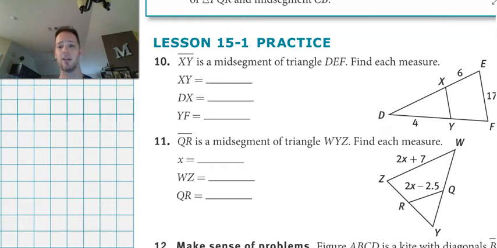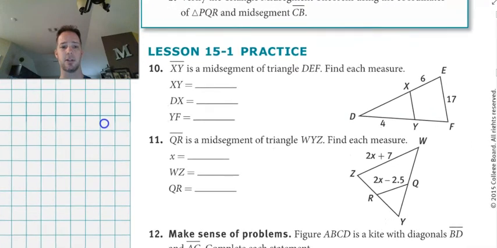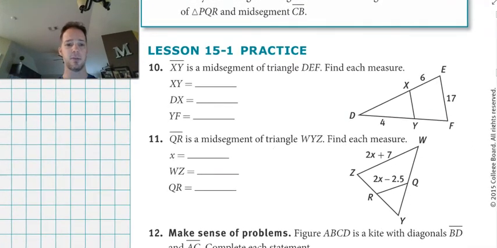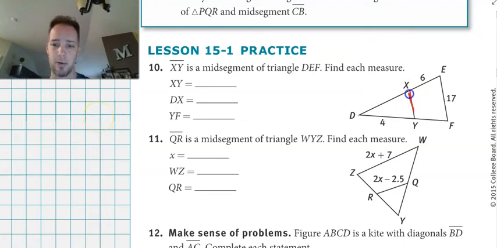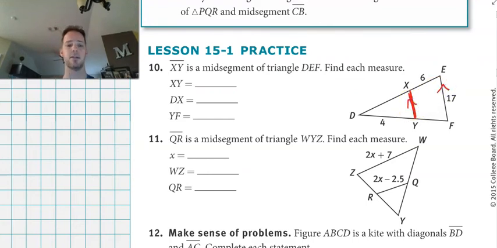All right. Now that you've had some time to check these out, let's go ahead and go over questions 10, 11, and 12. So it says here XY is the midsegment of the triangle. Great. So the two properties we learned about are true. I know that they're going to be parallel and half the distance. So XY is half of the third side. So half of 17 will be 8.5.